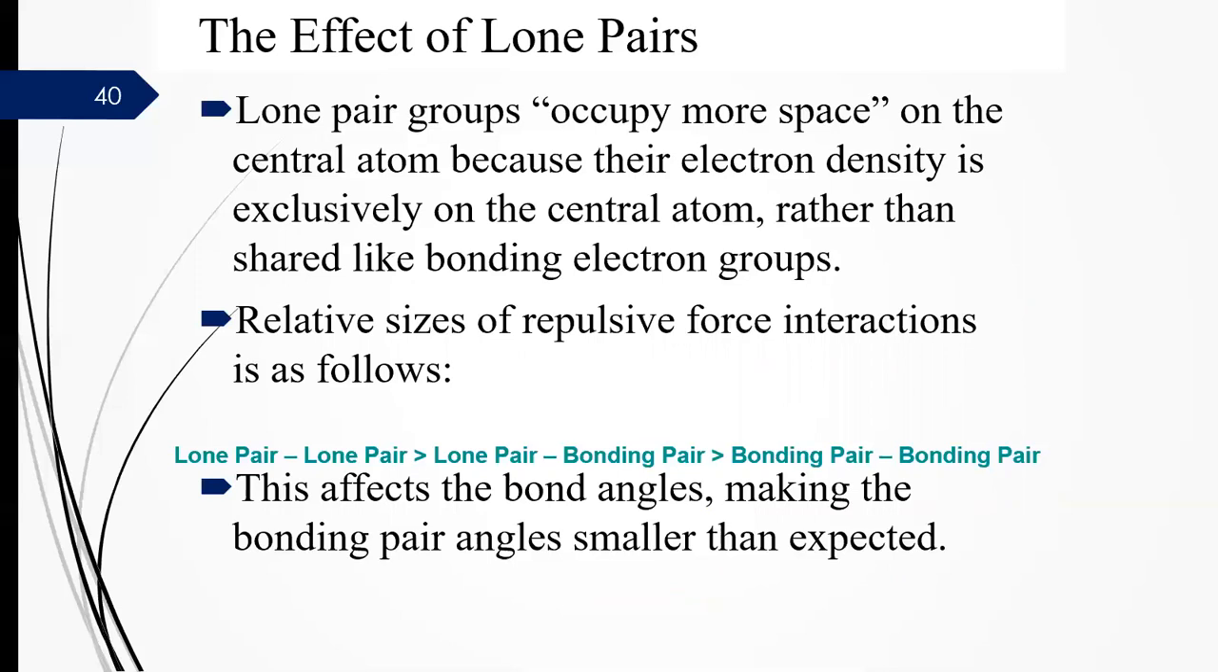And the reason why is they're considered to occupy more space in a way. Now, their electron density is exclusively on the central atom. So unlike a shared one where they spread them out, our lone pairs are just focused on that central atom. So the relative sizes of the repulsion forces, our lone pair is our biggest repulsion. So we definitely don't want our lone pairs to be very close to our other lone pairs. We would like to get them as far away from each other as possible.